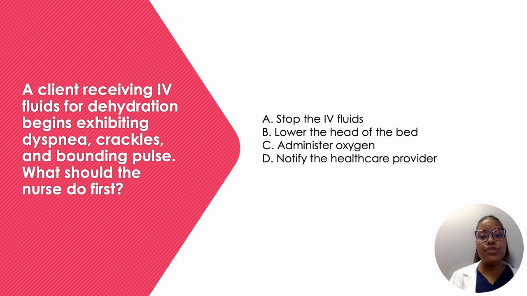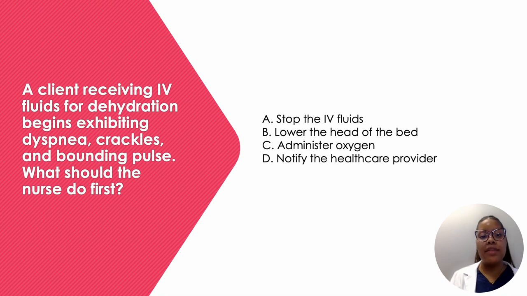A client is receiving IV fluids for dehydration, begins exhibiting dyspnea, crackles, and a bounding pulse. What should the nurse do first? A, stop the fluids. B, lower the head of the bed. C, administer oxygen. Or D, notify the healthcare provider. So what are you going to do first? If you chose C, then you are correct.